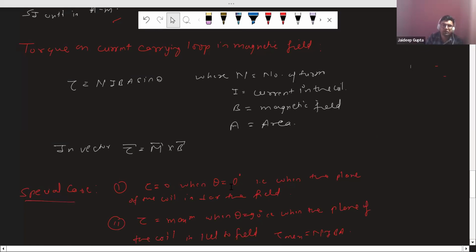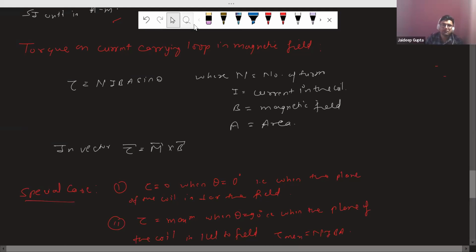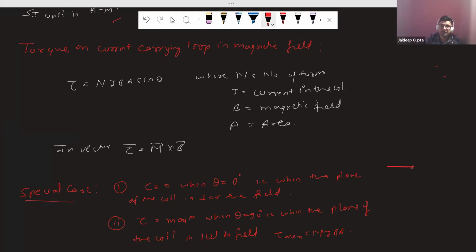So if theta is 0 degree, the torque is 0 because sine theta is 0. It means when the plane of the coil is perpendicular to the field, the area vector makes an angle of 0 degree with the magnetic field. Both have the same direction, then theta is 0 degree, then the torque is 0. Just remember, this is the angle between the area vector and the magnetic field. Here the plane of the coil is perpendicular to the magnetic field like this, so the area vector will be in the same direction as the magnetic field. So the angle will be 0 degree and the torque will be 0.